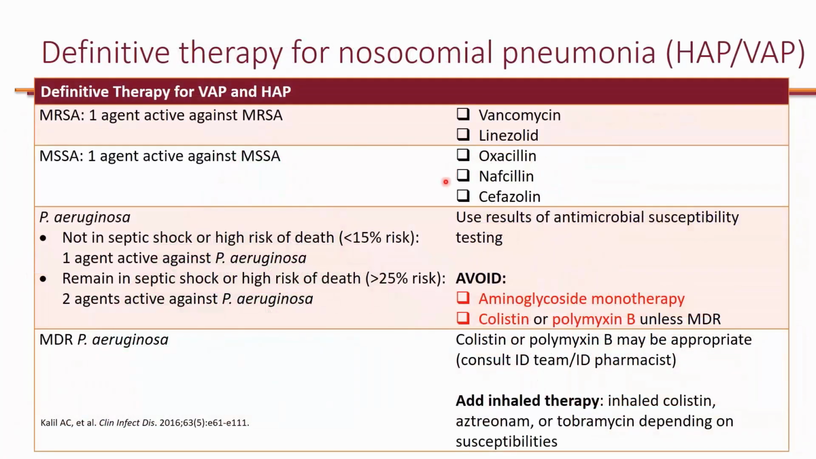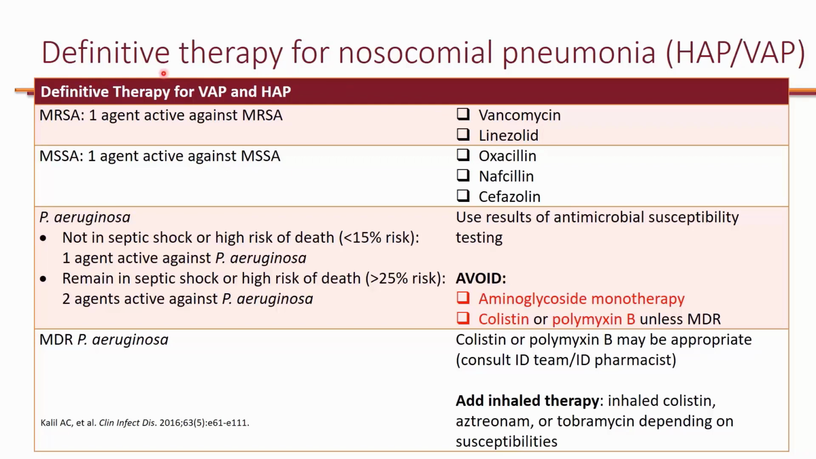So when it comes to gram-positive, we discussed the risk factors for MRSA. So empirically, you will have an agent like vancomycin or linezolid for MRSA. And once the culture and susceptibility results come back, and if it is MRSA, then we continue vancomycin, and then you can discontinue the antibiotics for pseudomonal coverage.